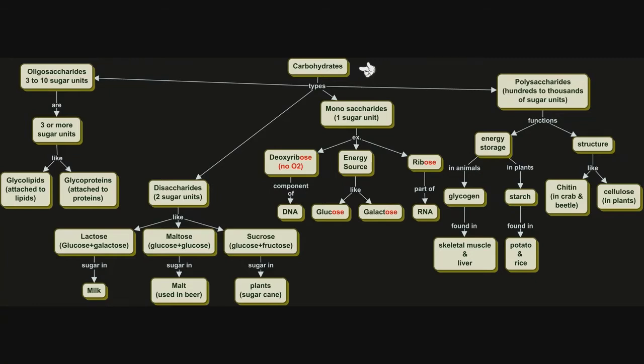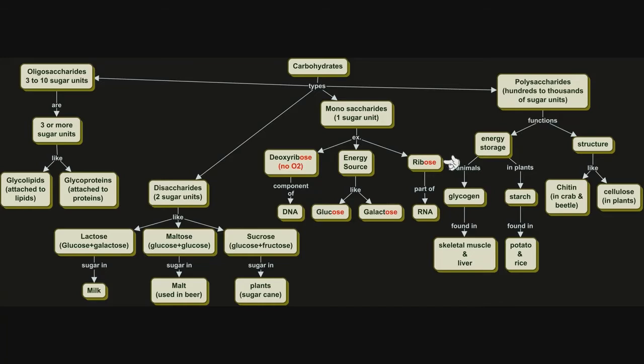So what are the different types of carbohydrates? The first type of carbohydrates or sugar is called monosaccharide. In other words, it has only one sugar base unit. An example to this is deoxyribose. A deoxyribose is actually a component of DNA, or deoxyribonucleic acid. When we speak of deoxy, meaning this sugar has no oxygen attached to it.